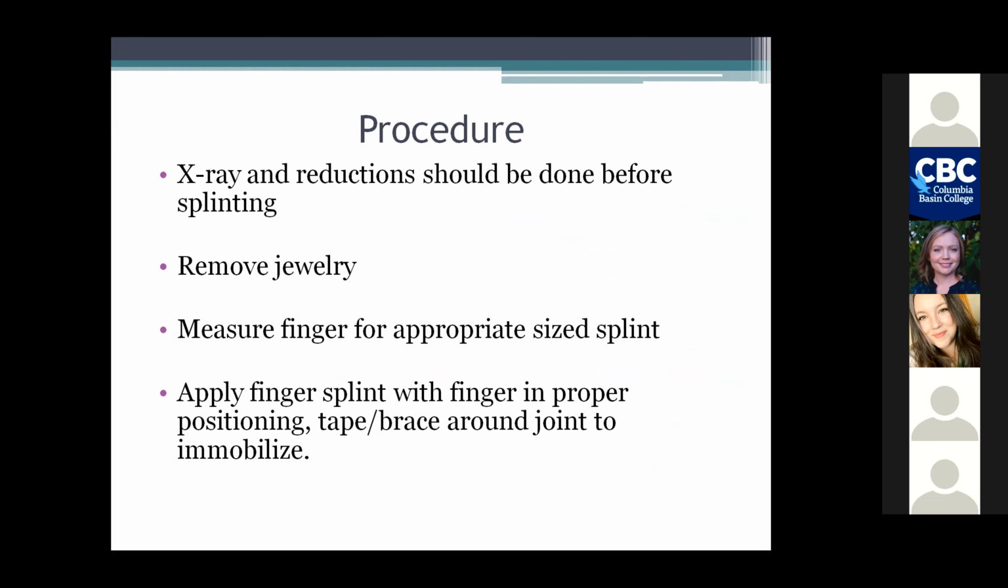For the procedure, I couldn't find exactly if it was nursing or physician-led. I'm assuming more physician-led because they suggest that the x-ray and the reductions are done before you splint. So you're going to want to remove their jewelry, especially rings, due to swelling. Then measure the finger for the appropriate size splint because there are different sizes. Then apply the splint with the finger in the proper position and tape or brace around the joint. With the minimalistic one, you can use a Band-Aid to brace it, or you can use tape, but they also have a Velcro one that comes with some of them.